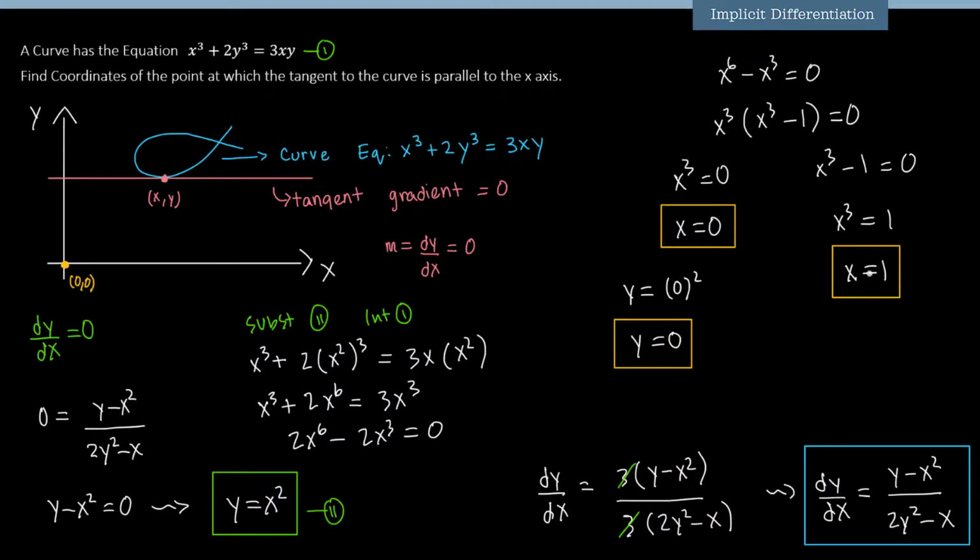Now for when x is 1, the corresponding y coordinate would be y is equal to 1 squared, and that gives me the value of y as 1. So this is the corresponding y coordinate when x is 1, and this means that this point can occur when x is 1 and y is 1. So these are the two possibilities for the coordinates of the point at which the tangent to the curve is parallel to the x-axis. These are my two answers.